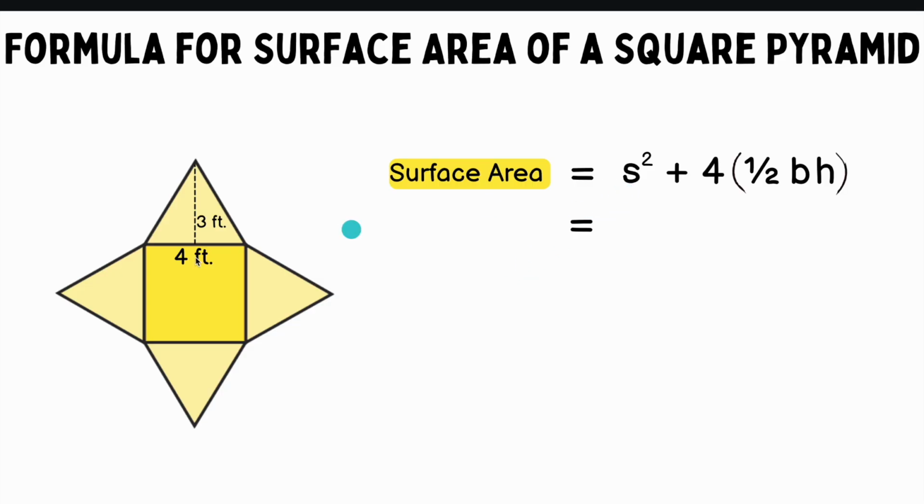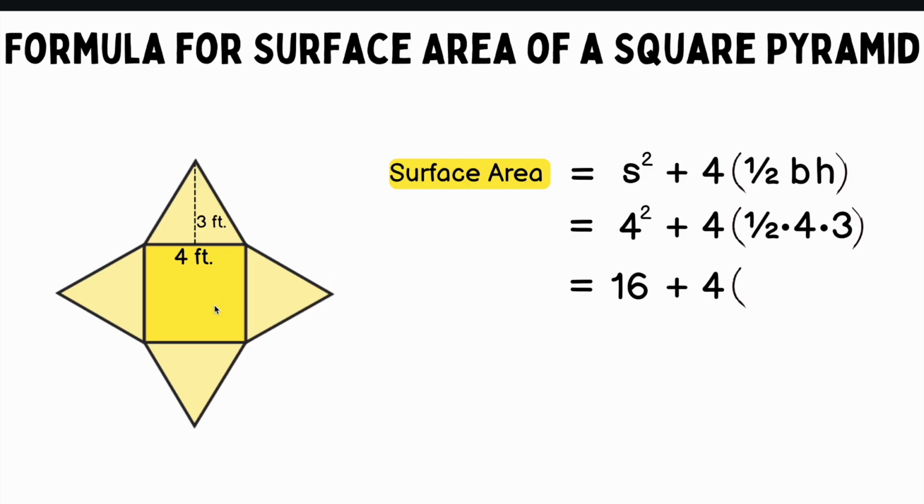That means that s is 4 feet. We know the side length of this square base is 4 feet, and we will have to square that because it's 4 times 4, because we know squares have side lengths that are all equal, plus 4 times half the base length of this triangle is 4 feet, and the height is 3 feet. We know that 4 squared is 4 times 4, which is 16. This is 16 feet squared in here, plus 4 times half, and we can multiply 4 times 3 since we have to solve parentheses first.